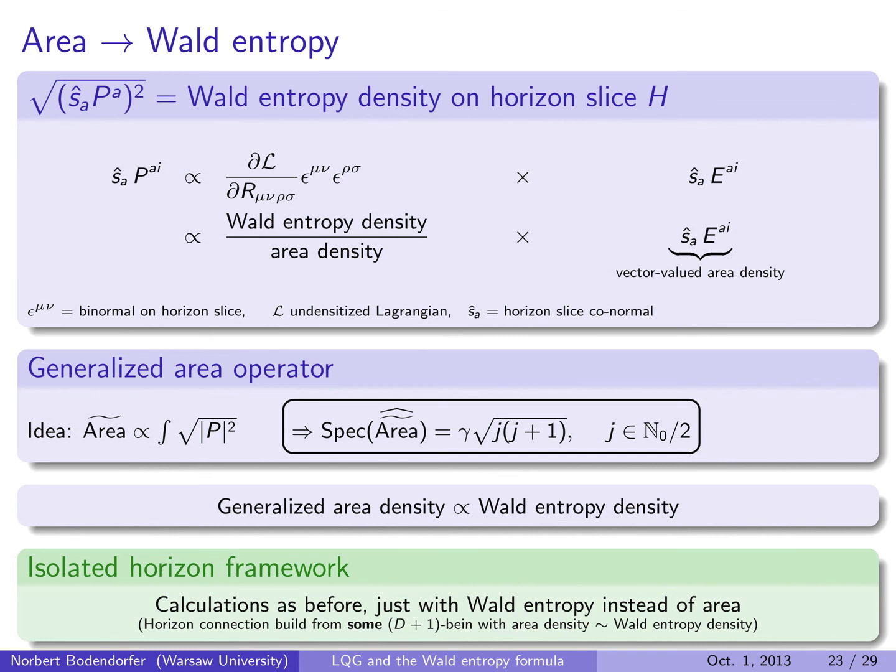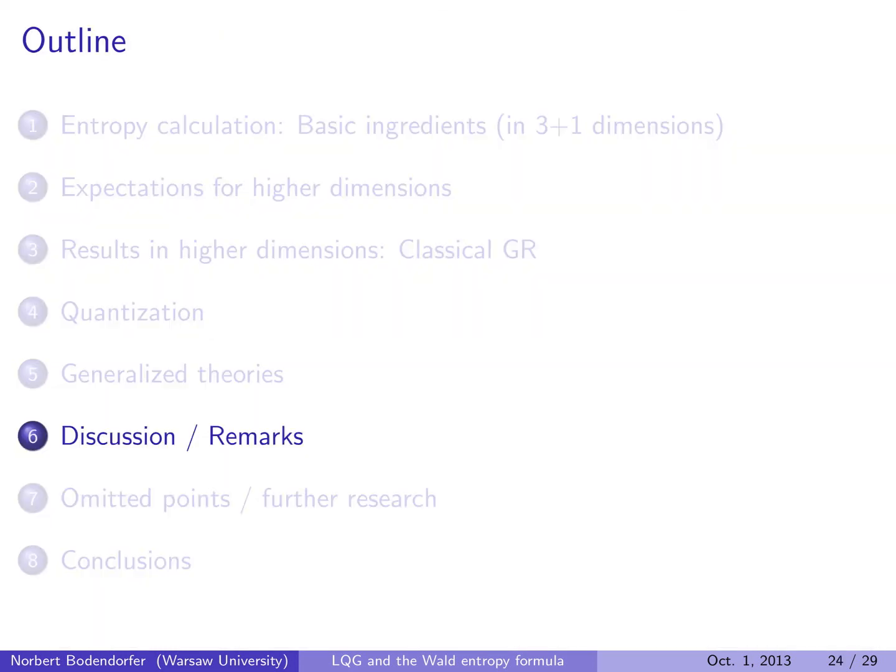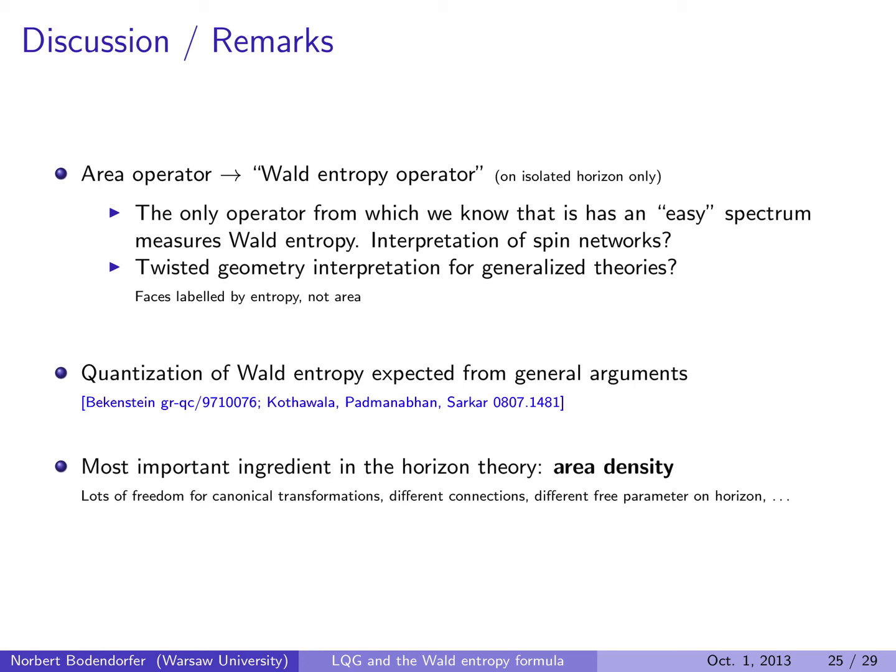So let's go to the next part then, discussion and remarks. We are on slide number 25 now. The first remark I want to make is that it was rather striking to me that the area operator is substituted by a Wald entropy operator, at least when you evaluate it on an isolated horizon. And that is interesting for several reasons.